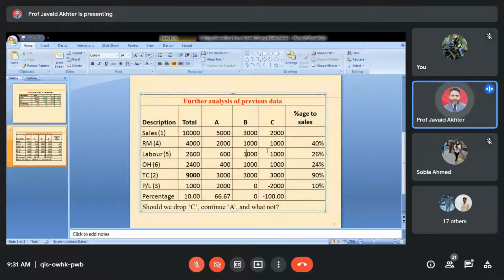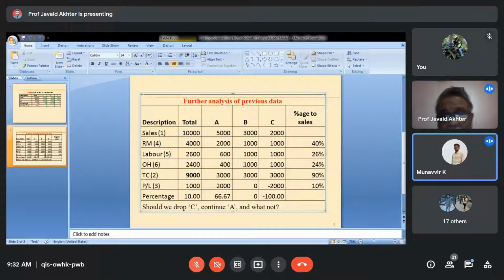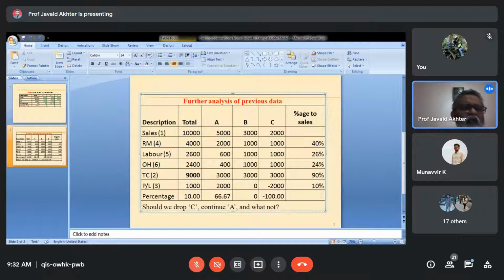How much are you spending here on labor? 50%. Why is it that on labor here it is less than 10% and here we are spending 50%? Why is it that here we are spending hardly 5% on overheads and here we are spending 50%? Here we are spending one third. So if you collect data on these counts also, it gives you further insight and you investigate.